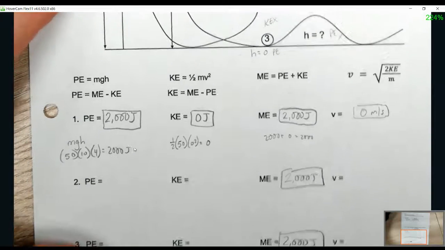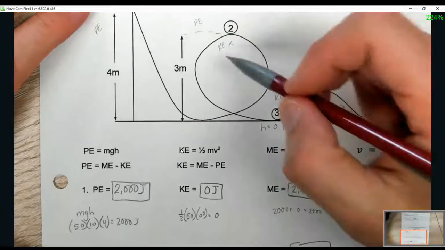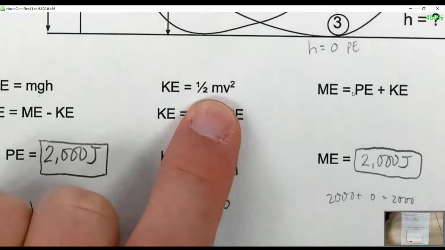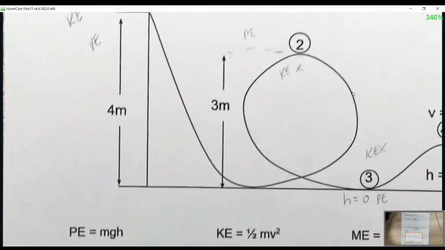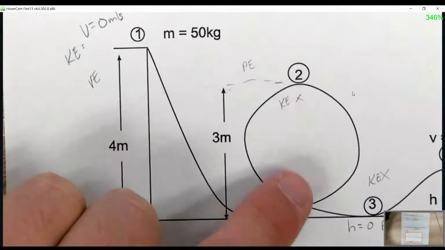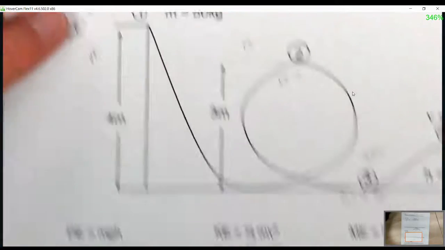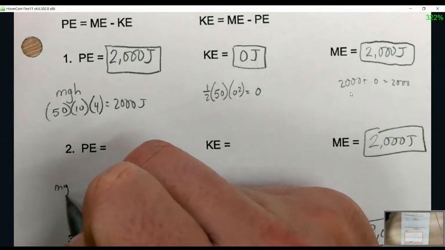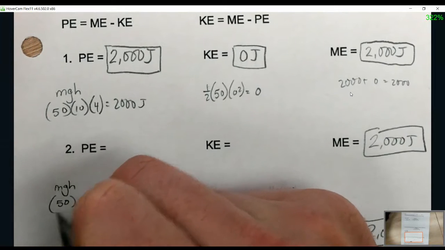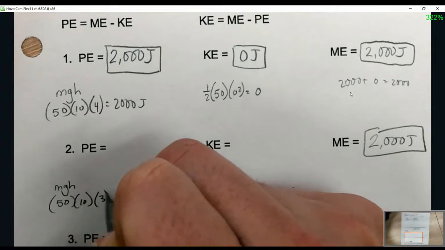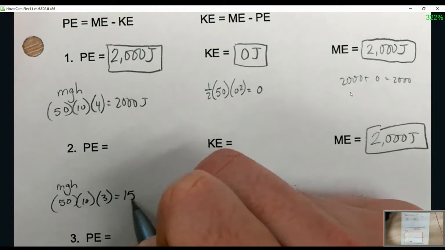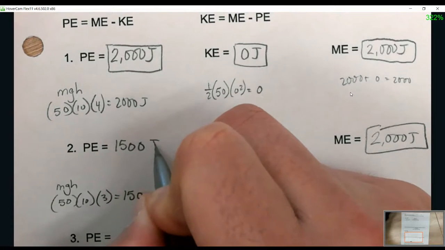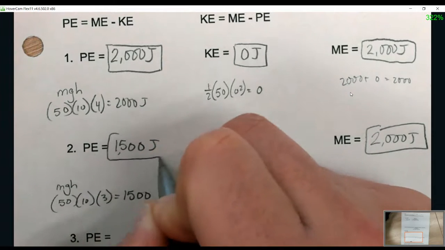Okay, now let's move on to the next point. At point 2, we don't have velocity, so we cannot use this equation to find kinetic energy, the 1/2 mv squared. But we do have the height, and the mass hasn't changed, so you can find the potential energy at point 2. So again, potential energy, mgh, 50 times 10 times 3. This came out to be 1,500, and that is 1,500 joules.